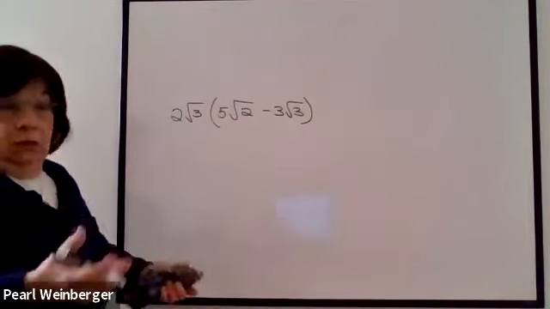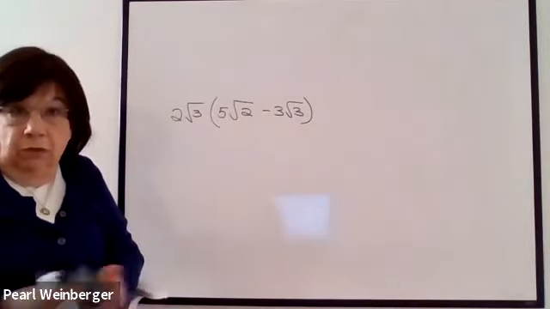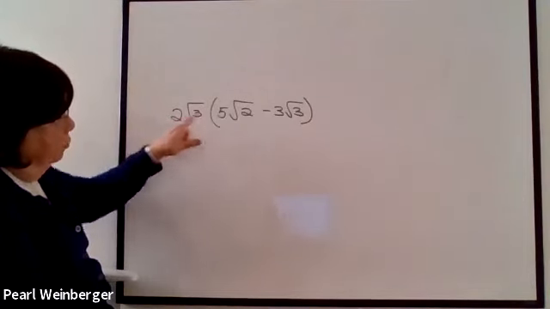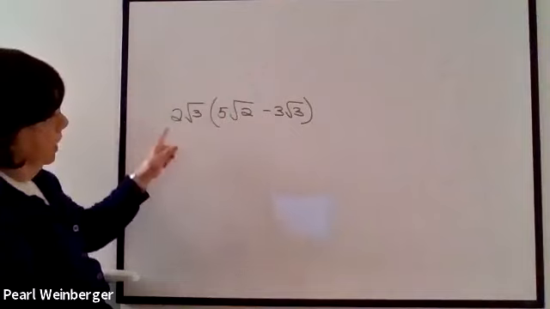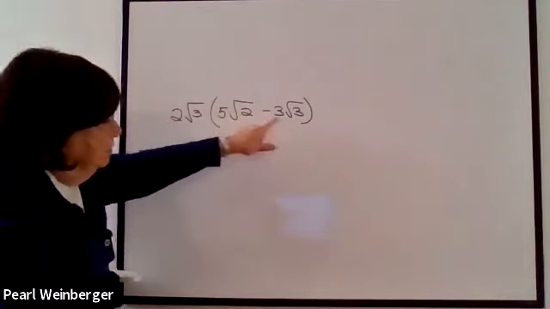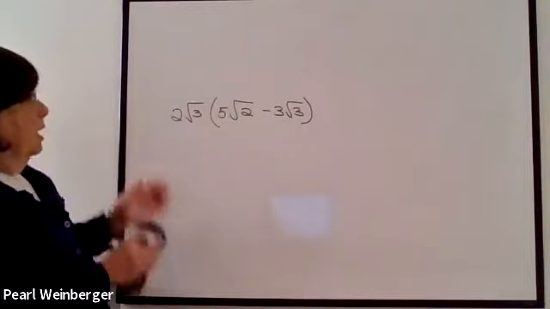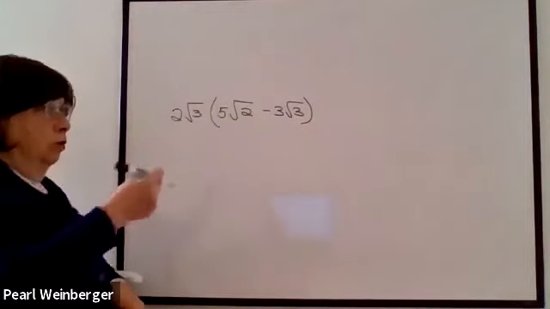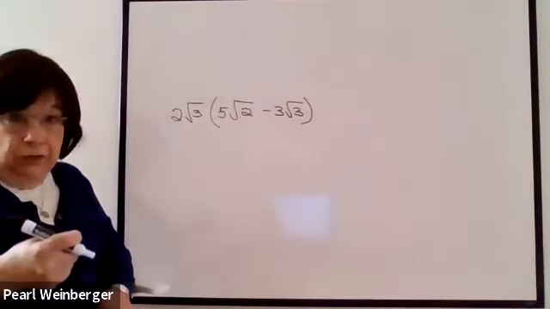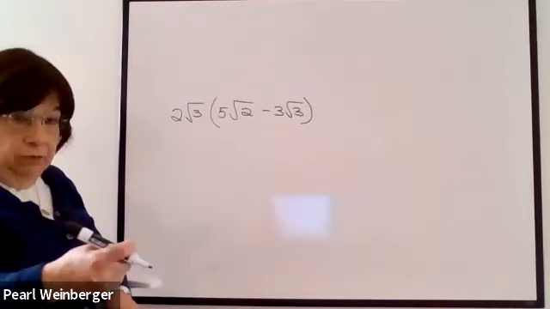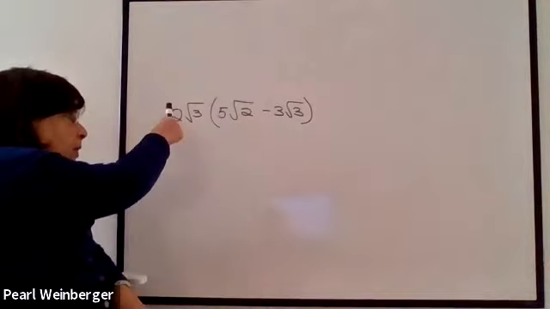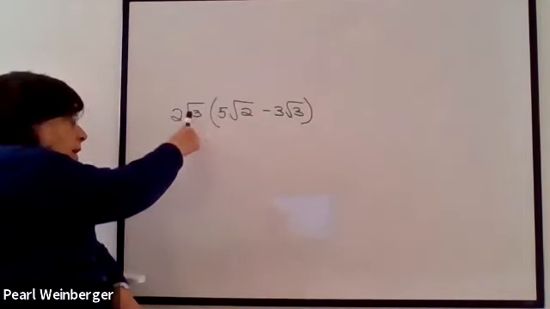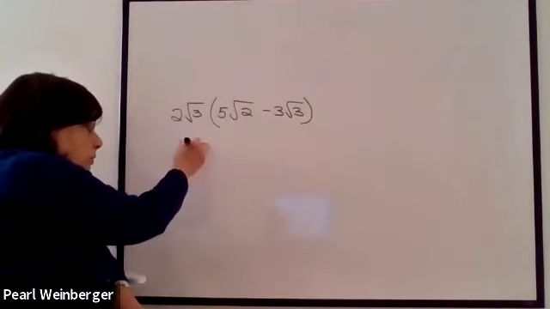And basically, we know how to multiply by a monomial. We have to use the distributive property. In other words, I'm going to have to multiply 2 radical 3 times 5 radical 2, and then go back to multiply 2 radical 3 by negative 3 radical 3. And we know how to do this individually. When we're multiplying, we multiply the numbers that are outside the radical together, and we multiply the numbers that are inside the radical together. So here we're going to multiply the 2 times the 5, that'll give me 10, and the radical 3 times the radical 2, which will give me radical 6.